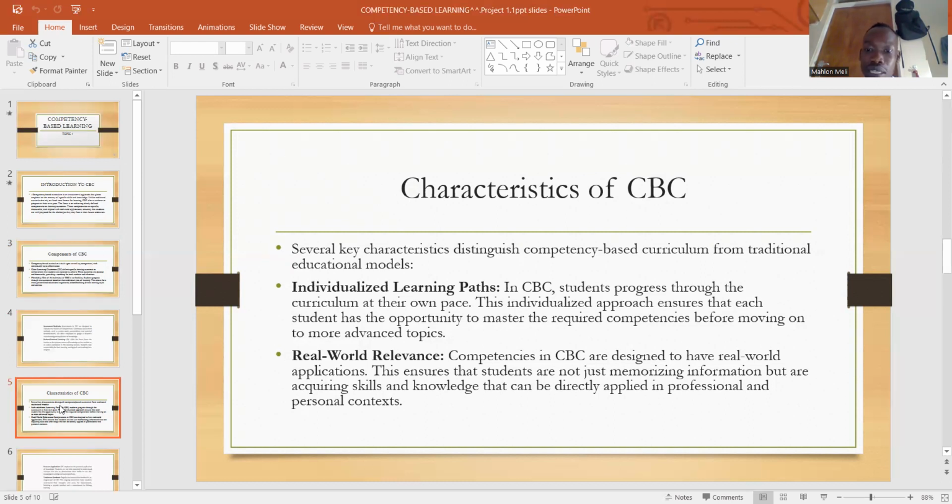The second is the real-world relevance. Competencies in CBC are designed to have a real-world application. This ensures that students are not just memorizing information, but are acquiring skills and knowledge that can be directly applied in professional and personal contexts.